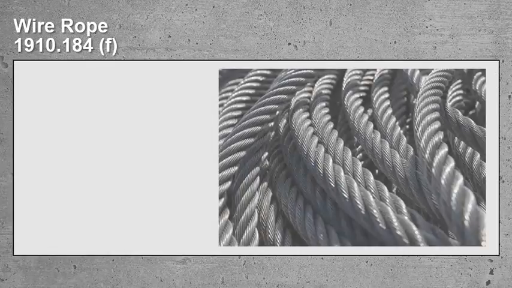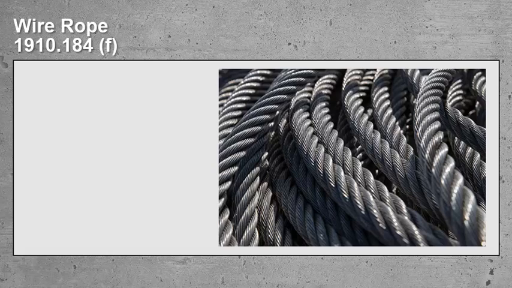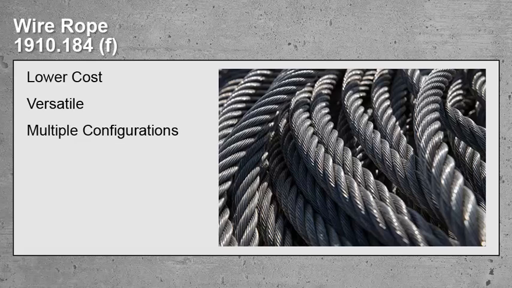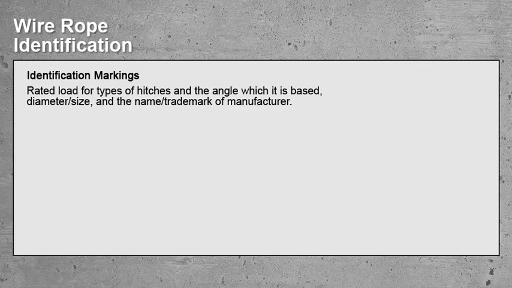The next sling covered in the standard, 1910.184(f), is wire rope. These are lower in cost and quite versatile in that they come in several configurations to match the needs of the job site. The identification tags should include the rated load for types of hitches and the angle at which it is based, diameter or size, and the name or trademark of the manufacturer.